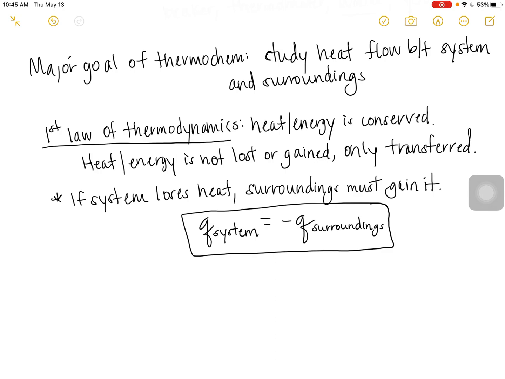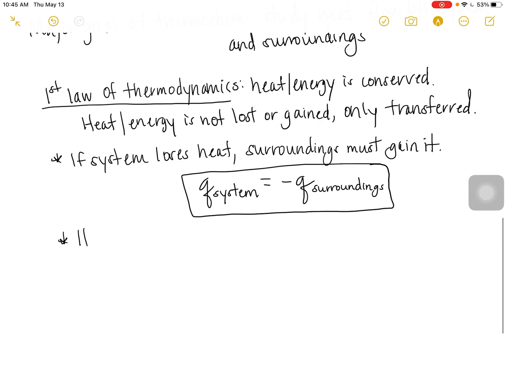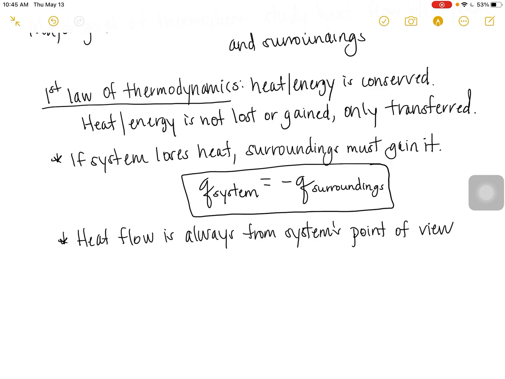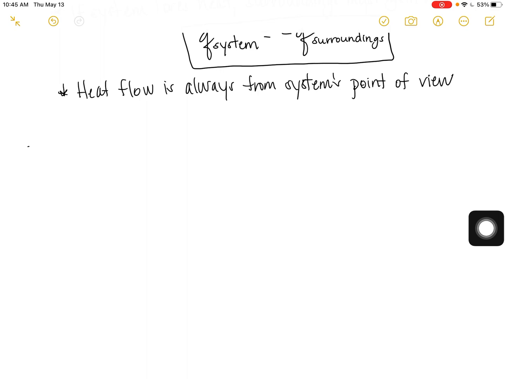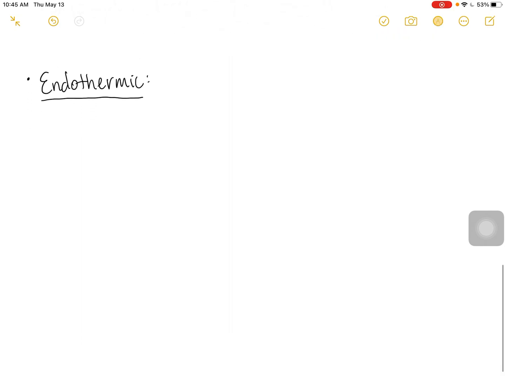Okay, so from here, and let me say this one more time, we'll say heat flow is always from the system's point of view. I know we said that before up here somewhere, with system. But that's important as we now define endo and exo. We'll be able to put every reaction in thermochem into one of two categories. It's either an endothermic reaction or it's an exothermic reaction.